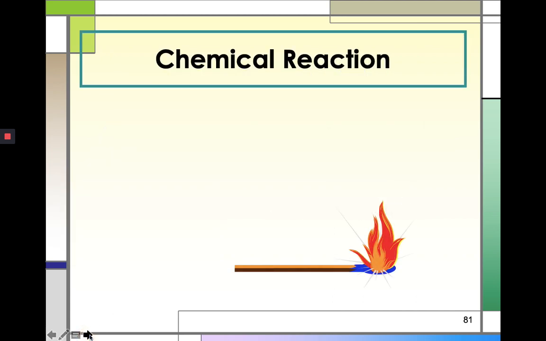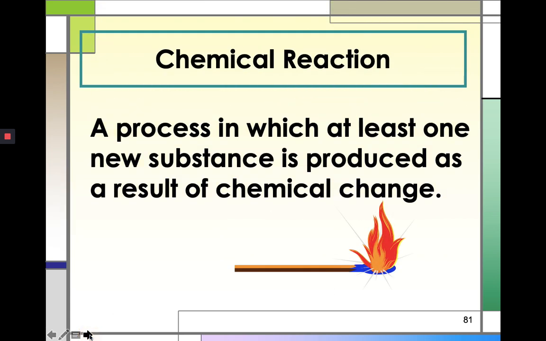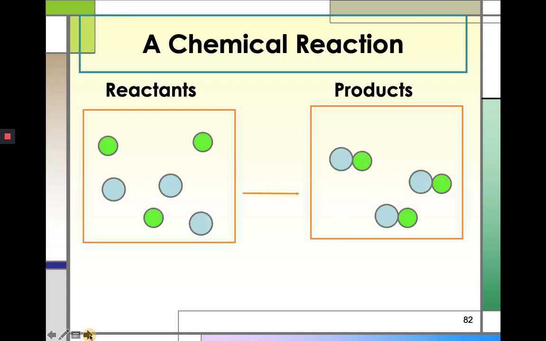So by definition, a chemical reaction is a process in which at least one new substance is produced as a result of a chemical change. Alright, so chemistry is all about producing new substances that are beneficial or helpful to improve the quality of life, to make manufacturing more efficient, and all other aspects of society.